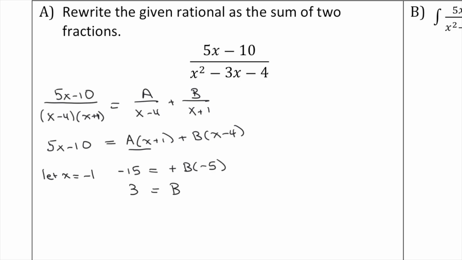Next, we're going to find the value of A. For this one, I'm going to let x equal 4, do my substitutions, and I have 10 equals A times 4 plus 1, which is 5, and the second part of the expression is 0. So A must be equal to 2. So what we know is that this rational expression can be rewritten as 2 over x minus 4 plus 3 over x plus 1.